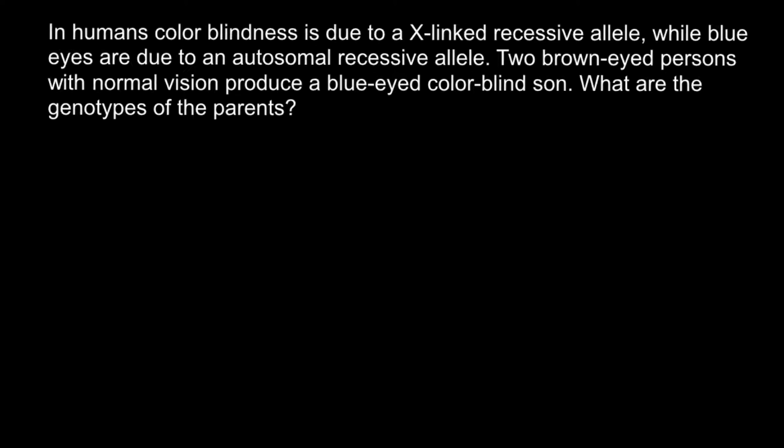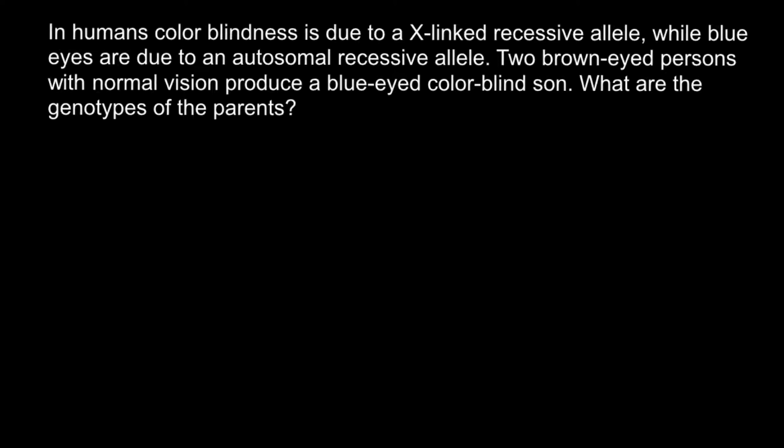Here's a problem. In humans, color blindness is due to an X-linked recessive allele, while blue eyes are due to an autosomal recessive allele. Two brown-eyed persons with normal vision produce a blue-eyed colorblind son. What are the genotypes of the parents?